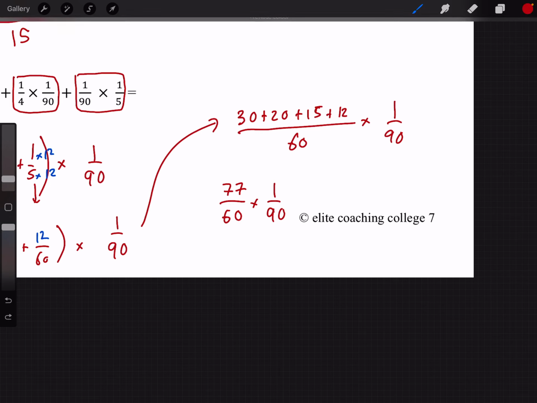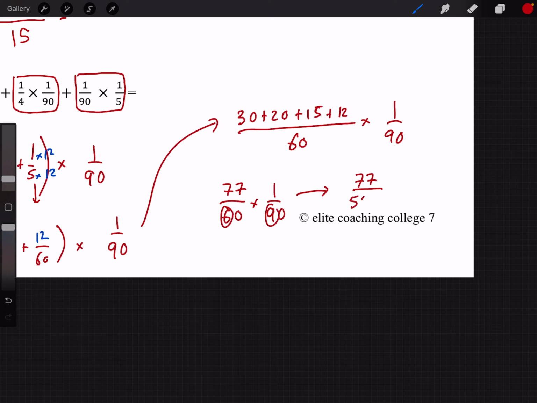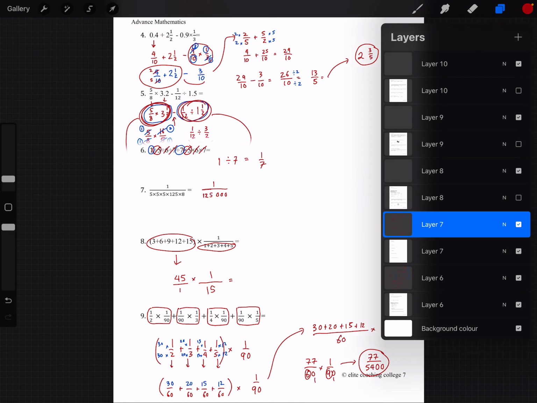So all we can do is just multiply it across, and we get 77 over 6 times 9 is 54. You've got 2 zeros, so we put the 2 zeros together and we're done. And there's your answer. Move on to the next page.